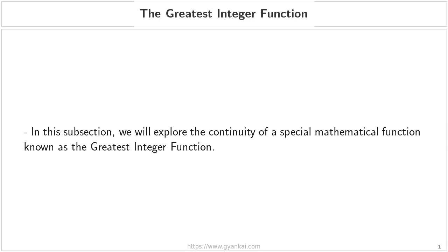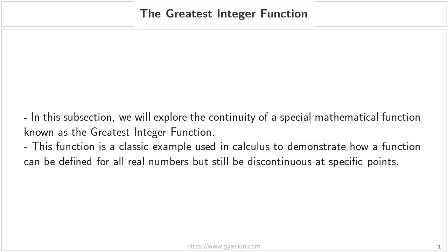Hello everyone. In this subsection, we are going to explore the concept of continuity by examining a very specific and interesting mathematical tool known as the greatest integer function. This function is particularly important because it serves as a classic example in calculus. It allows us to demonstrate a crucial concept, that a function can be defined for every single real number on the number line, and yet it can still be discontinuous at specific points. As we move through the next few slides, we will first define how this function works, and then analyze exactly where these breaks in continuity occur.